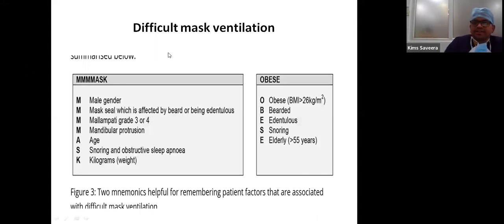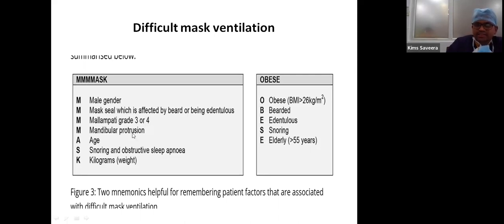How to suspect difficult mask ventilation. This is another mnemonic we have. Male gender, and mask seal affected by either beard or being edentulous, or Mallampati grade 3 or grade 4, or mandible protrusion.